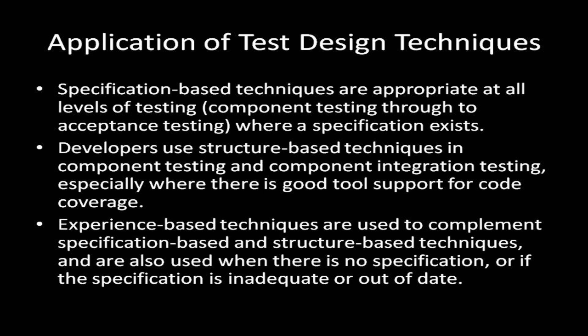Structure-based techniques are also used in system and acceptance testing, but the structures are different. For example, the coverage of menu options or major business transactions could be the structural element in system or acceptance testing. Experience-based techniques are used to complement specification-based and structure-based techniques, and are also used when there is no specification, or if the specification is inadequate or out of date. This may be the only type of technique used for low-risk systems, but this approach may be particularly useful under extreme time pressure. In fact, this is one of the factors leading to exploratory testing.